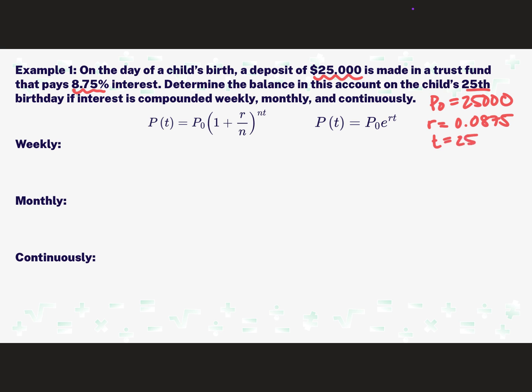So starting with weekly, that's a specific time interval. We're going to be looking at that first formula, and n is going to be 52, as there's 52 weeks in a year, so it would be calculated 52 times over the course of the year. Our function would look like this. P of t is equal to 25,000 times (1 plus 0.0875 over 52) to the power of 52t.